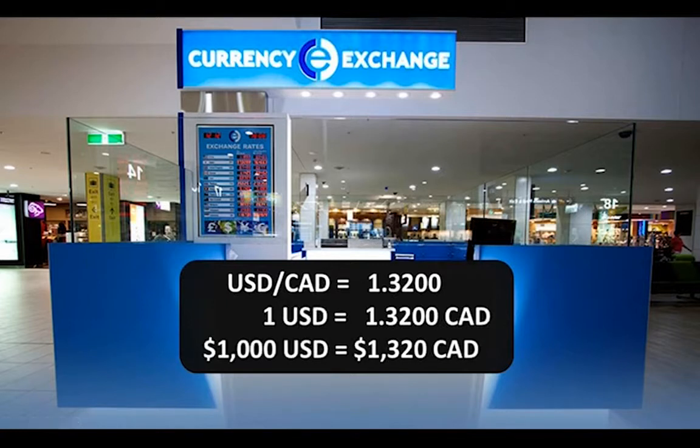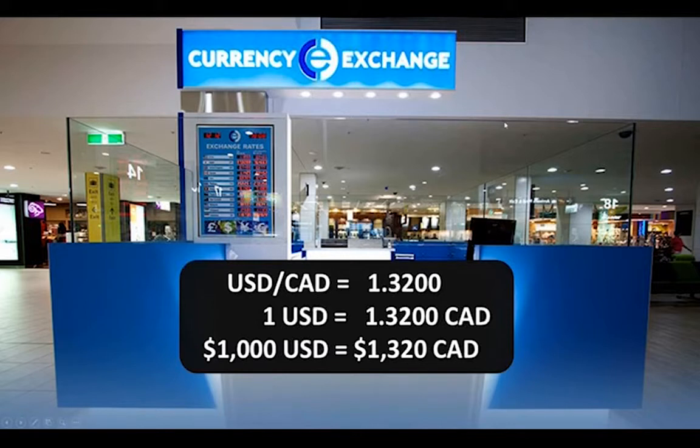So in the morning, maybe we go to the currency exchange and we exchange 1,000 US dollars. We are going to be getting back $1,320. So very basic. We just did your first currency exchange, your first currency transaction. We just exchanged our US dollars for Canadian dollars.